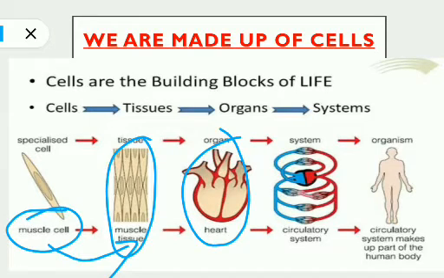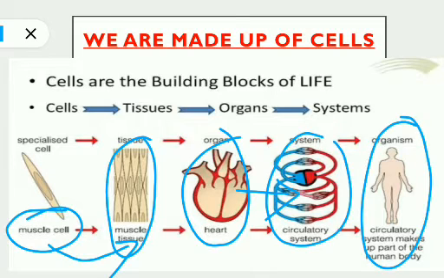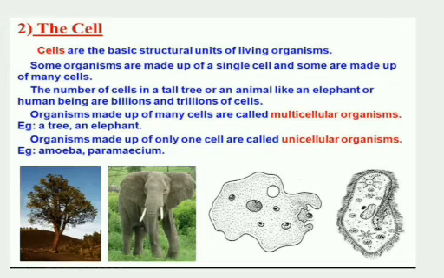Okay, so tissues together form an organ, and organs together form what? Systems. Here this is the circulatory system, and such systems together form an organism. Okay, so in our body there are so many systems like the digestive system, circulatory system, transportation system. So all these systems get together and form organisms. Okay, fine. Next, let's move forward.